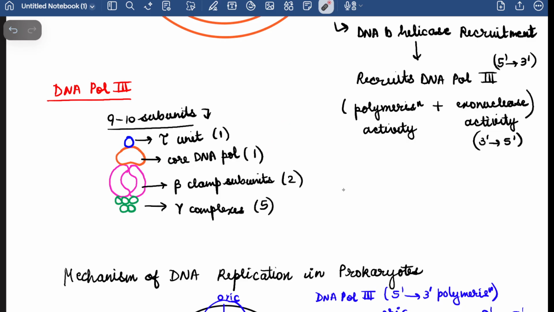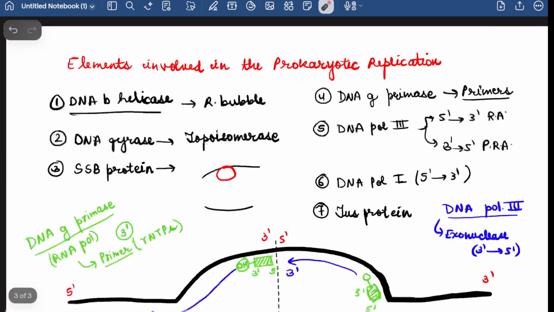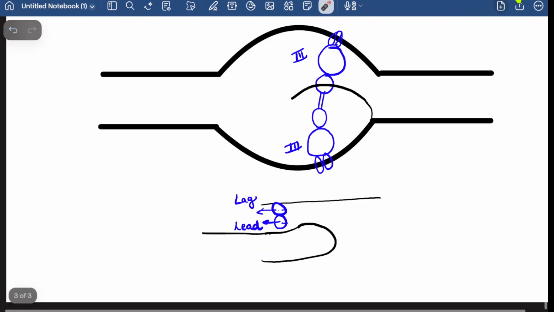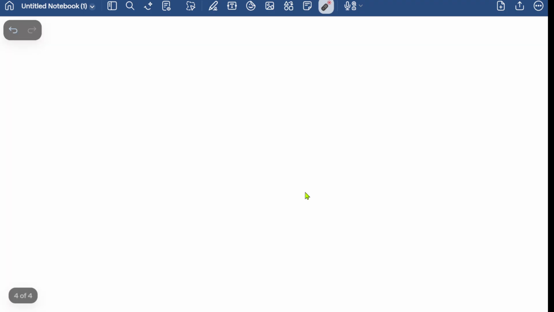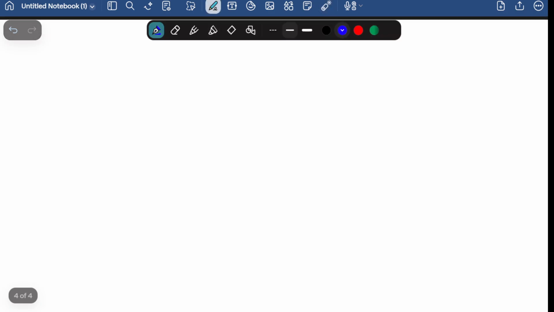One of them is the polymerization activity, and the other one is the exonuclease activity, and I already told you here also. Now all of this has happened. Now what next? What after this? Let's see what will happen after this. Wait, I should draw it in black color.